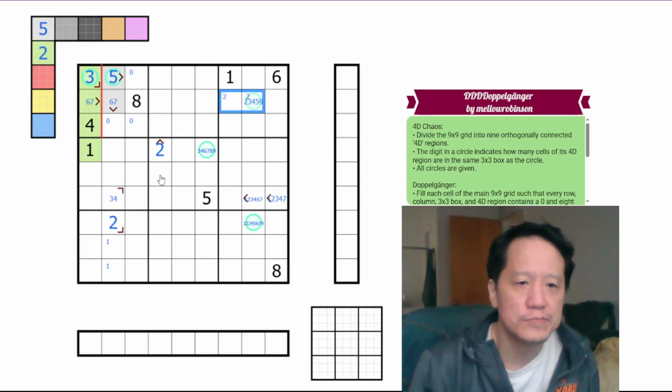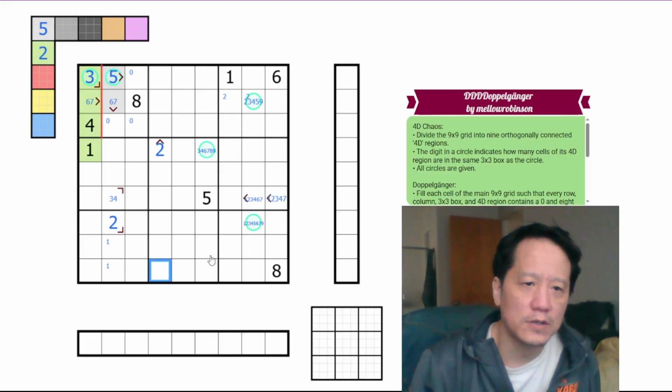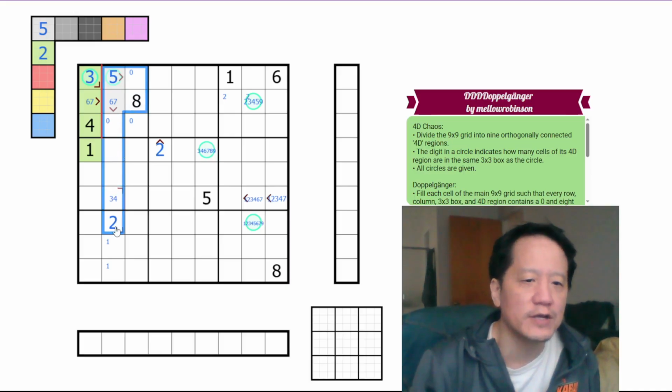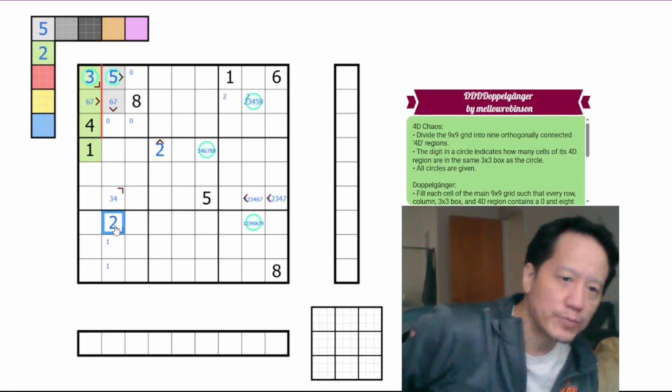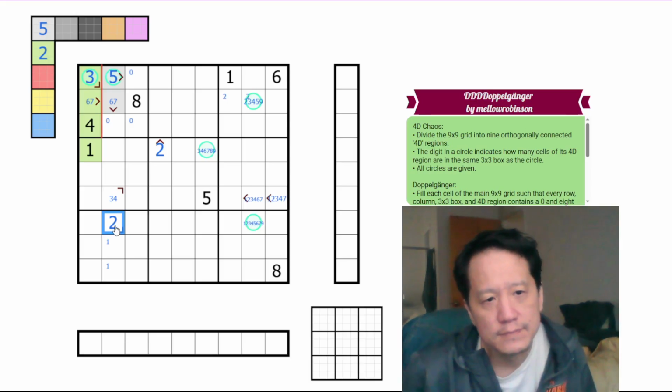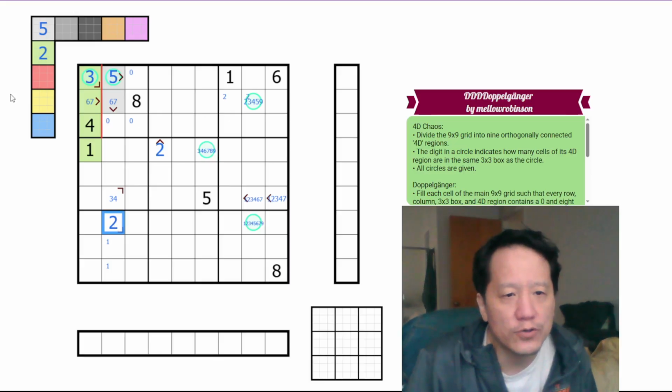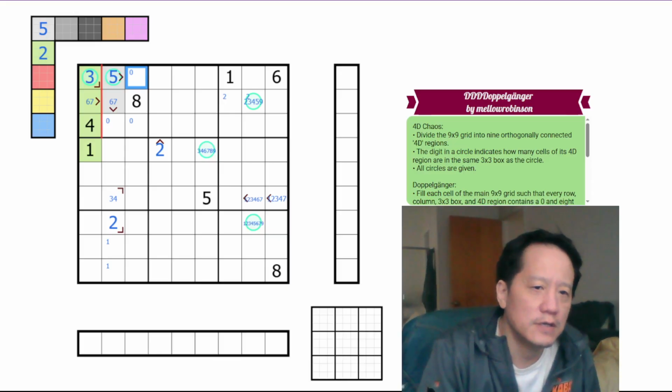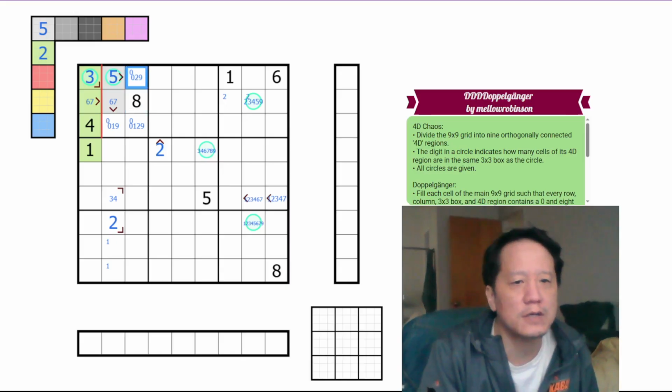2 away is here. This has 5 cells. So 1, 2, 3, 4, 5, 6, 7, 8, and 9. So that could be light there. What are the remaining digits in box 1? We have 0, 1, 2, and 9. Interesting. This can't be 2. This can't be 1.